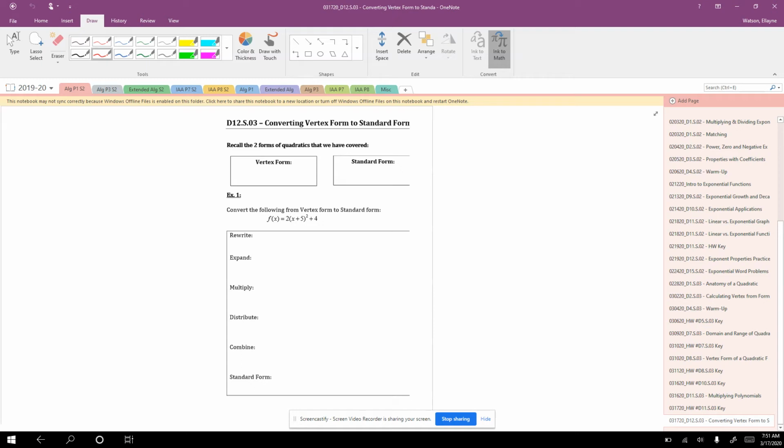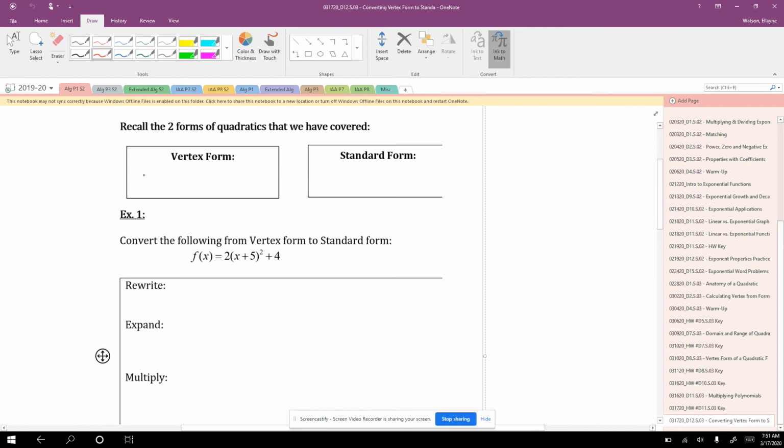So this is what vertex form would look like: y is equal to a times the quantity x minus h squared plus k. Standard form is y is equal to ax squared plus bx plus c. And again, the only thing that's the same between those, the only variable, as you can see, is a. So we're just going to run through two examples today.